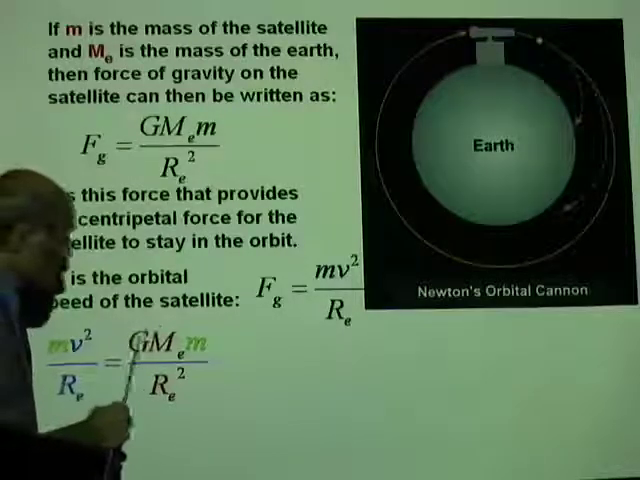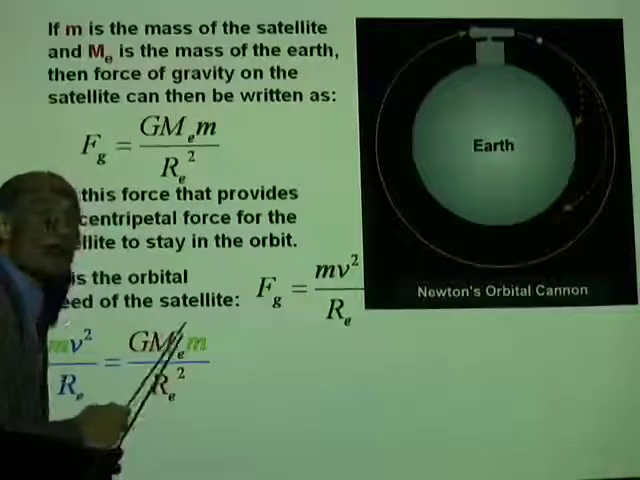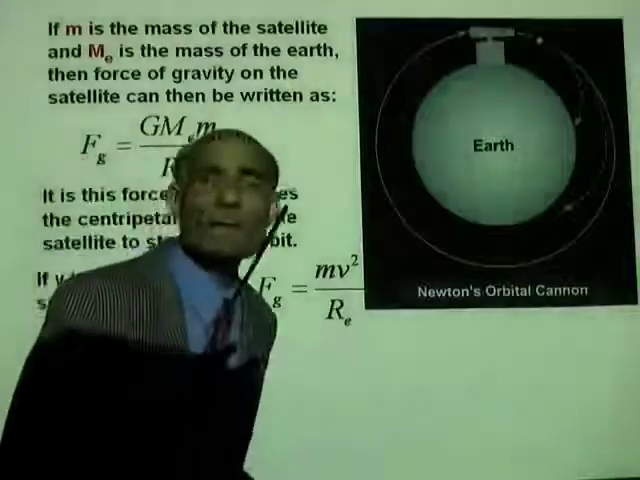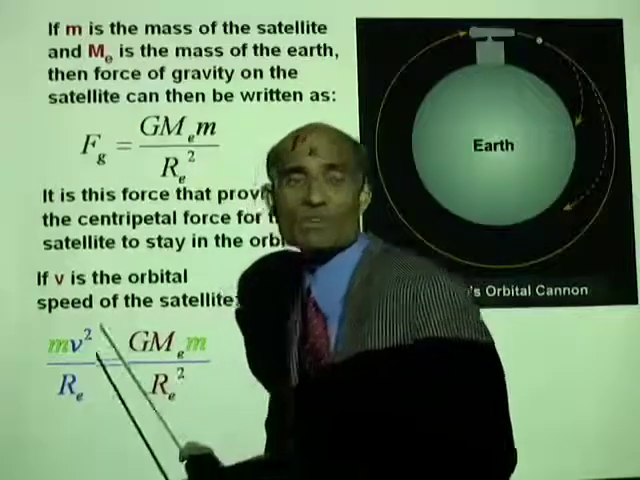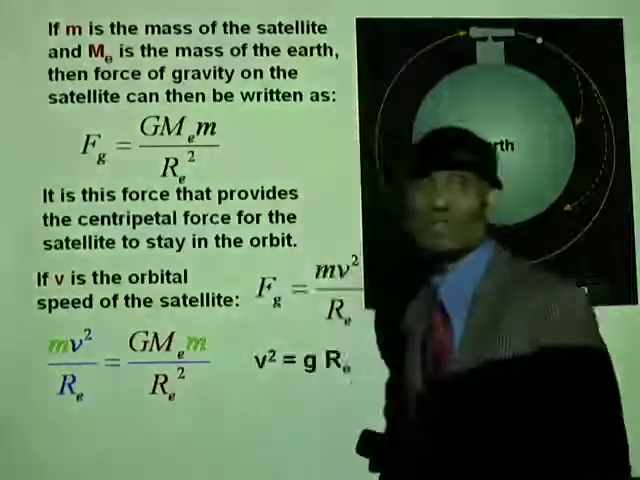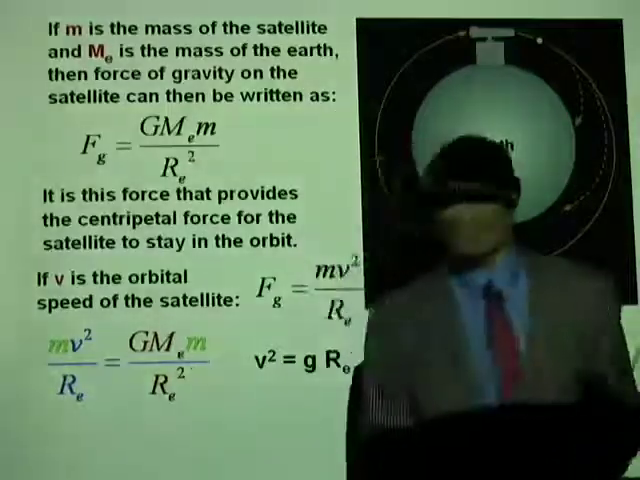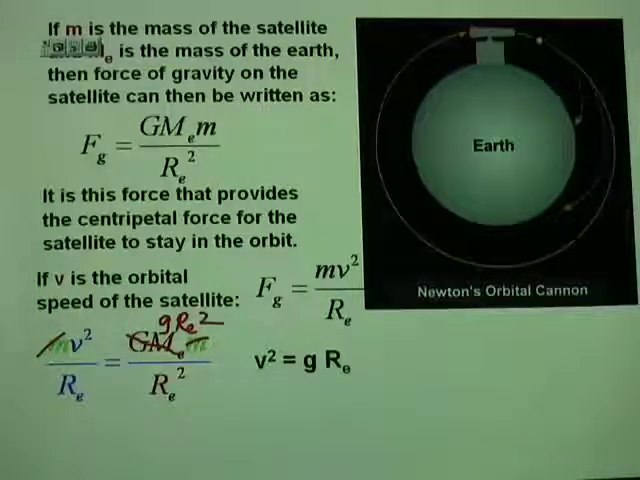And do you remember, I told you I will ask you, we said GM_E can be replaced by a more familiar quantity. What is GM_E equal to? It will be small g times RE squared. Let's do that. Watch me do that. I'm going to cancel the m and the m and replace the GM_E by g RE squared.